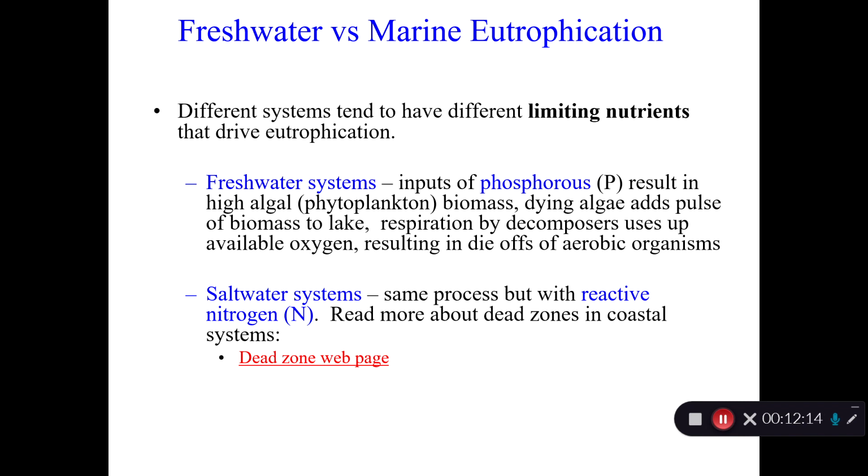That's why what we do here in Illinois, right, when we put nitrogen on our fields and then it ends up in our streams, in our lakes, eventually some of it gets down to the Gulf of Mexico, and when it hits that marine system, it will cause that eutrophication event that causes the Gulf of Mexico dead zone.